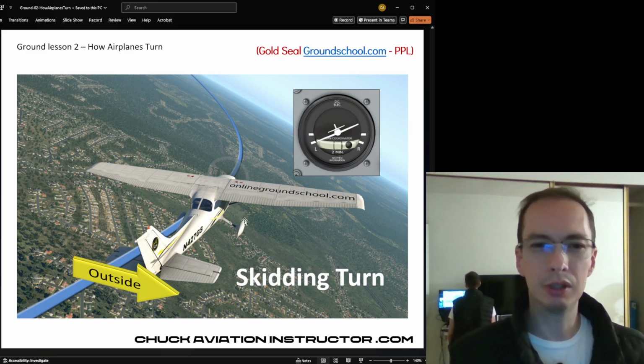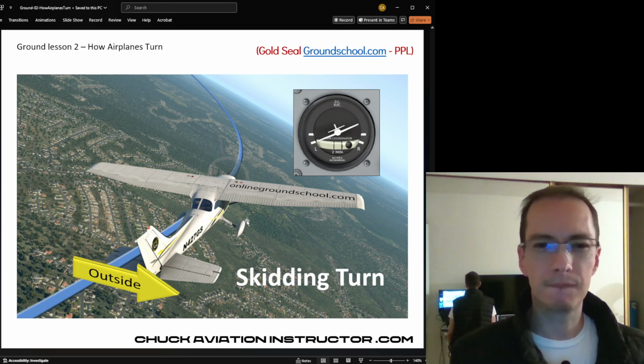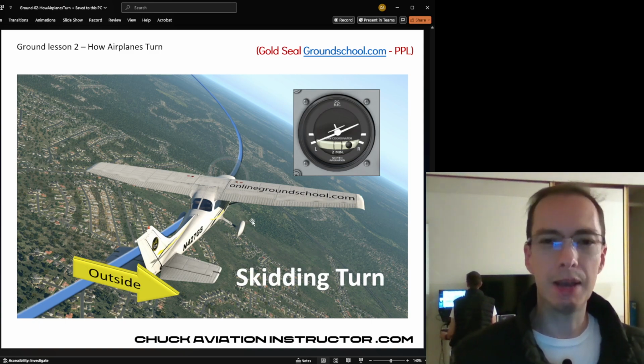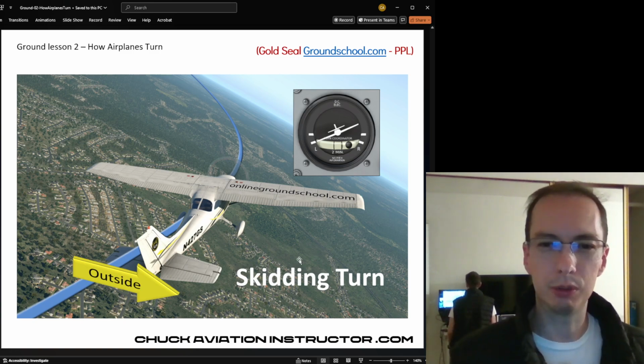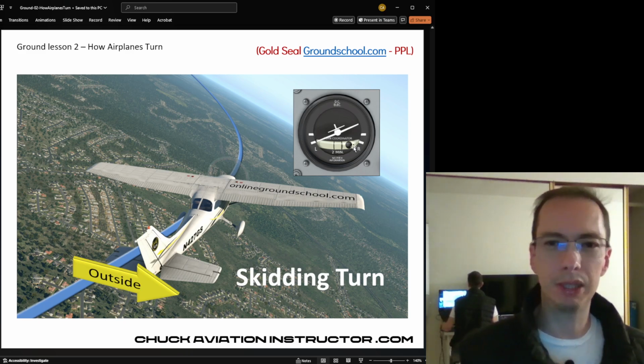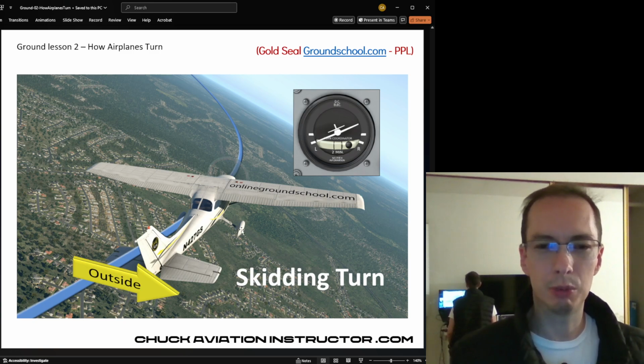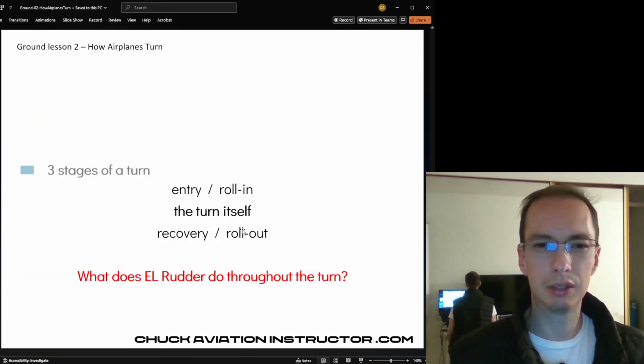In a slipping turn, bad things can happen, but not as bad as on a skidding turn. Both are bad, and the rudder is used to counteract either of those. In this case, you would use the rudder to counteract the skid by stepping on the right because you want to roll to the right away from the turn to the left.